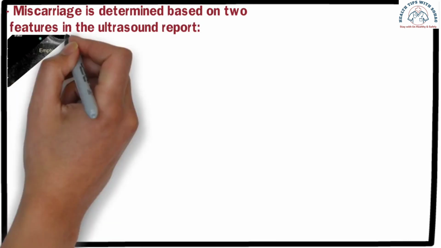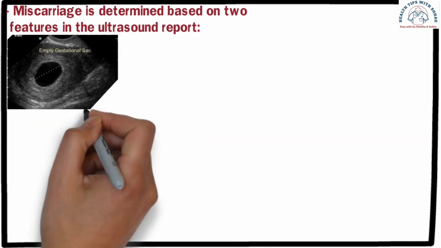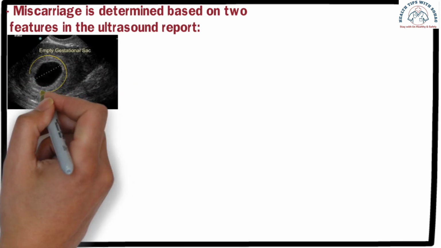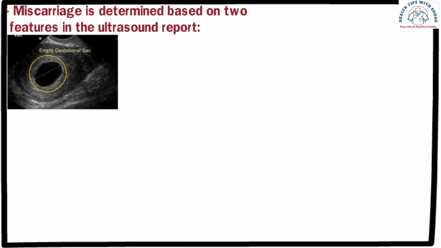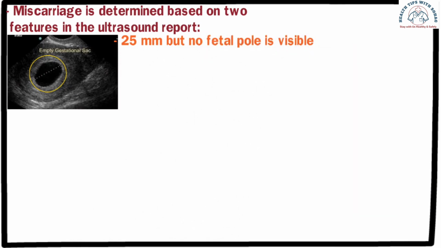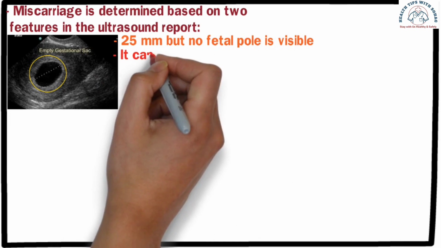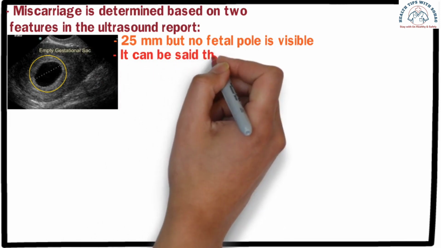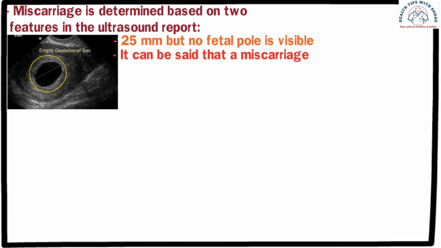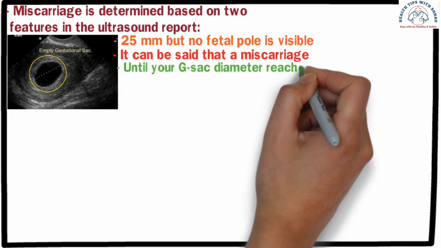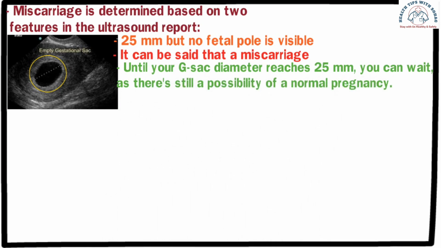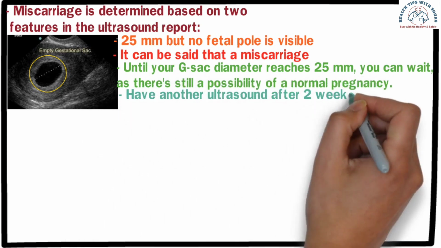Number 1, if your ultrasound report shows a gestational sac diameter, also called G-sac diameter or GSD, and it's more than 25 mm but no fetal pool is visible, it can be said that a miscarriage has occurred or a normal pregnancy is unlikely. Until your G-sac diameter reaches 25 mm, you can wait as there is still possibility of a normal pregnancy. Have another ultrasound after 2 weeks to check for further development.